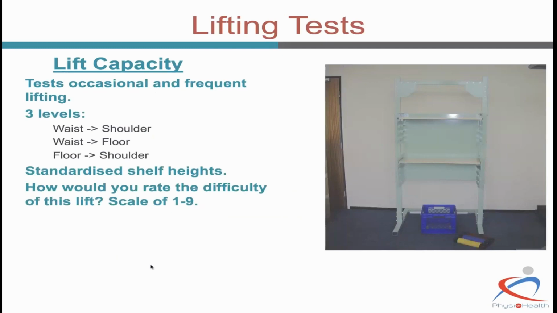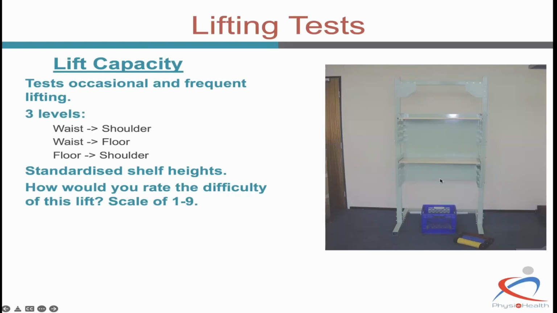So, lift capacity. That's a picture of a lifting station. What we're doing is measuring a patient's ability to lift at various levels. The first thing we look at is their ability to lift from waist level to the floor, so from the middle platform to the floor. We're also looking at their ability to lift from the middle platform to the top platform.